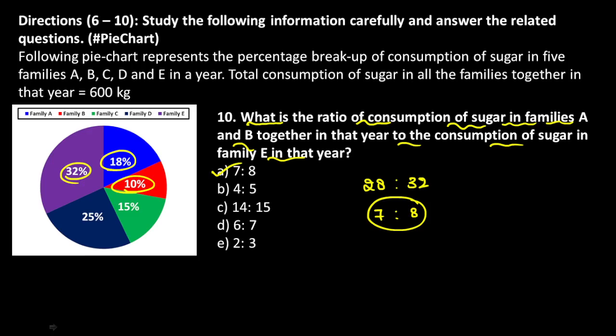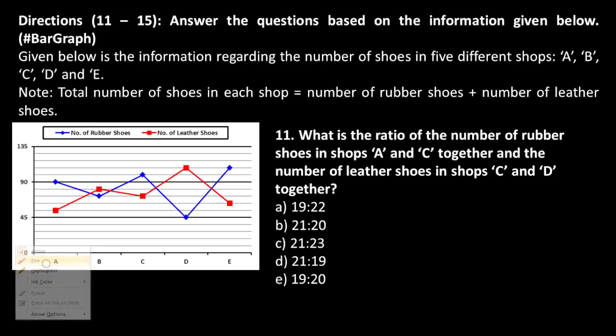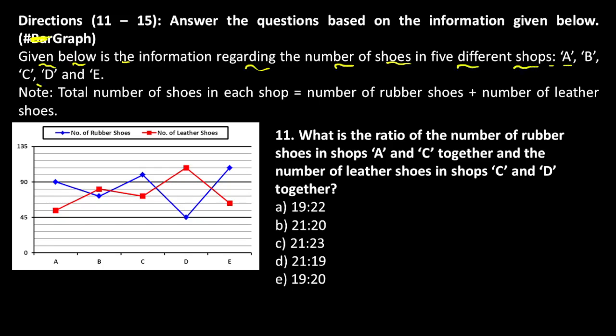Then the next set is this. Okay. Yes. Here is the next set, based on line graph. Line graph, this is the bar graph, this is the line. Right. Given below is the information regarding the number of shoes in 5 different shops. Total number of shoes in each shop is rubber shoes and leather shoes. Right. Simple information. They are selling leather shoes and rubber shoes. Okay. Yes, 45, 5 distribution, 1, 2, 3, 4, 5, 5 distribution, and 9, 5 times 9 is 45, single value represents 9, 18, 27, 36, 45, right, yes, yes.